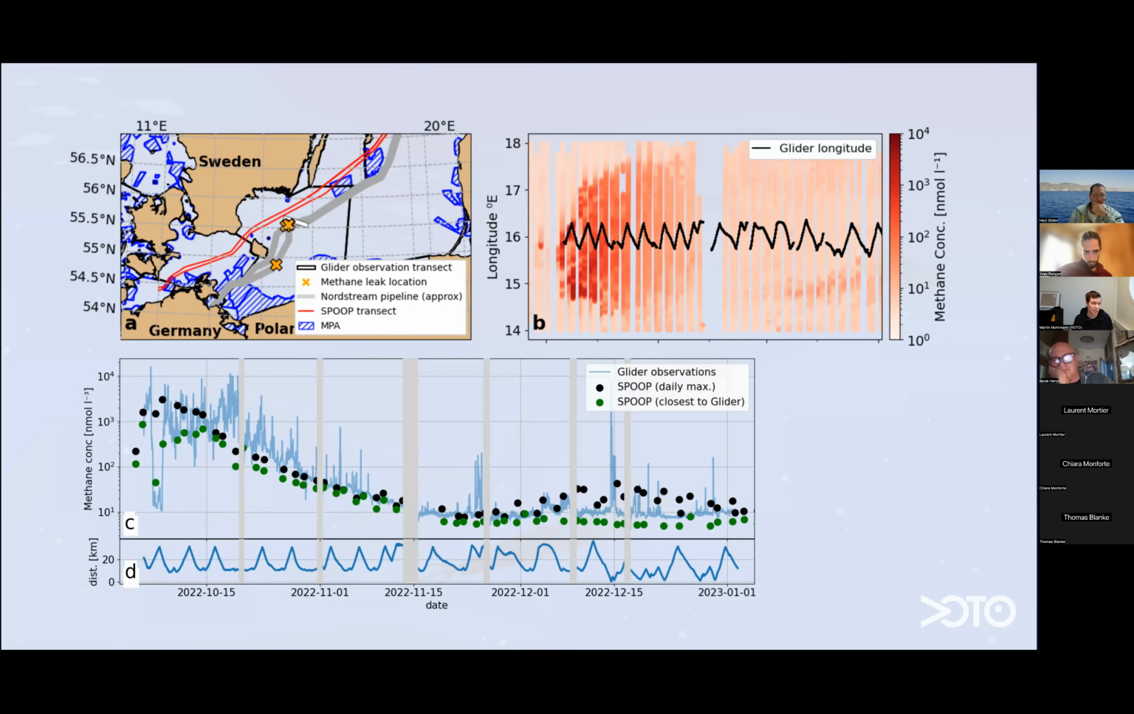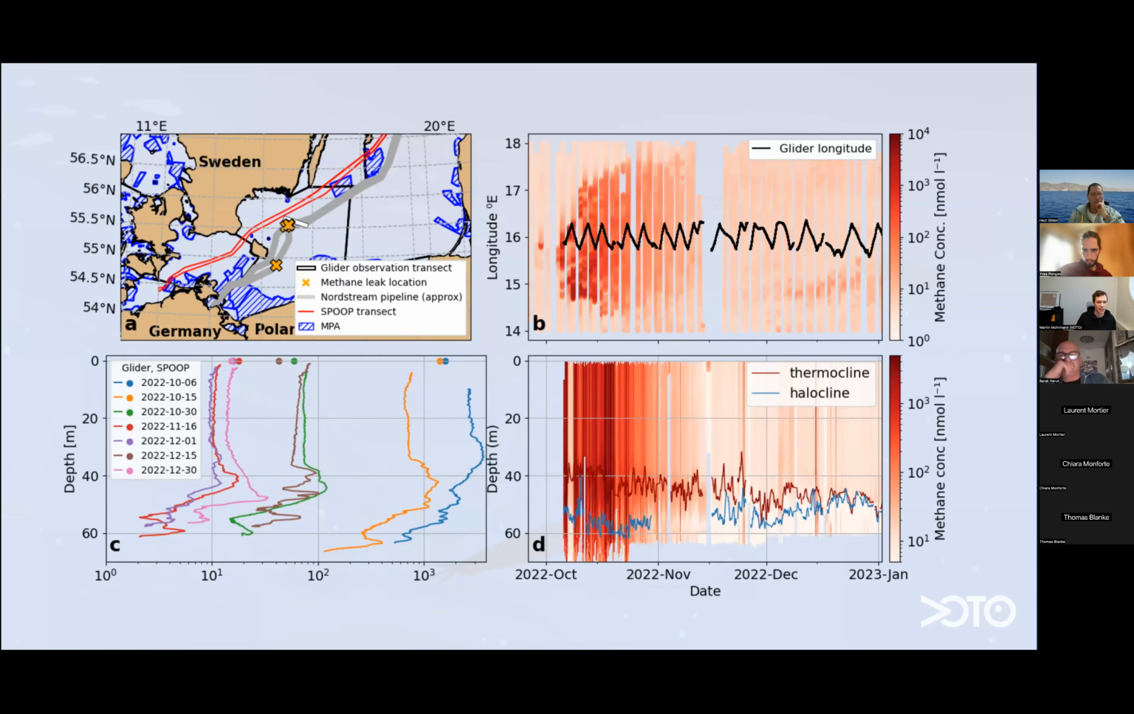We don't expect them to agree perfectly because glider and ferry are luckily never at the same place. That would be very dangerous for our glider. But since we are a bit closer, we expect that we measure somewhat higher concentrations, and that's what we see here.